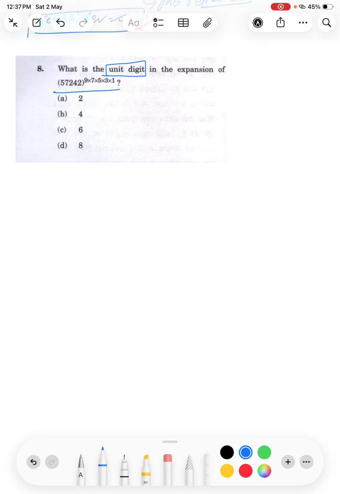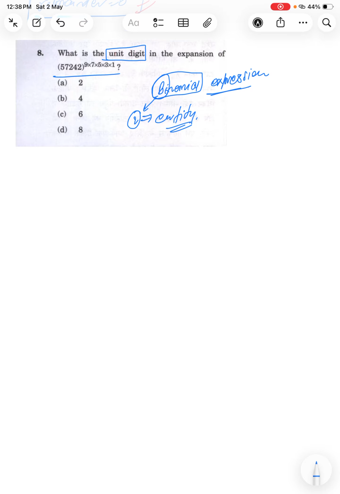It would appear to be very complex, but it is not as complex as you might think. The concept is called binomial expression. As you can see in the name itself, the name says bi, meaning two. This expression will be involving two entities, right?